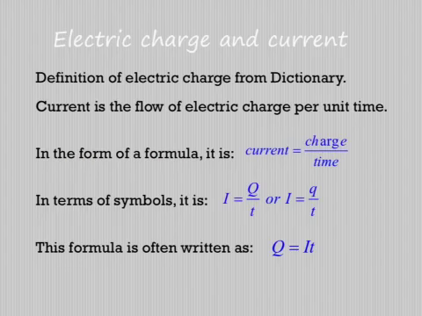Current is equal to charge over time. In terms of symbols, it's I equal to Q over T, or also small q over T. And the formula can be rearranged in this form.